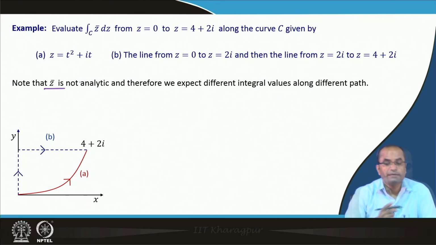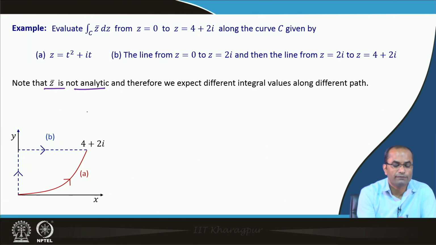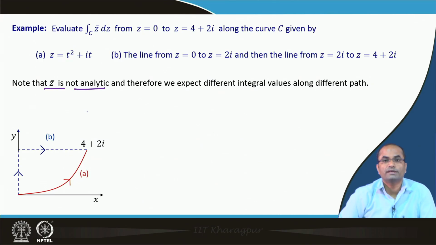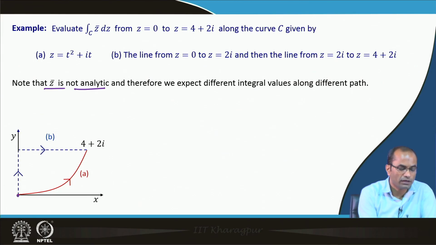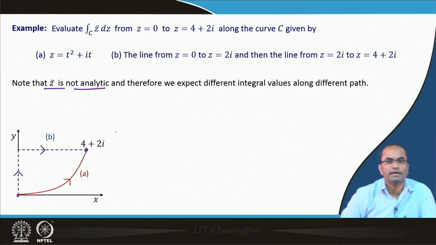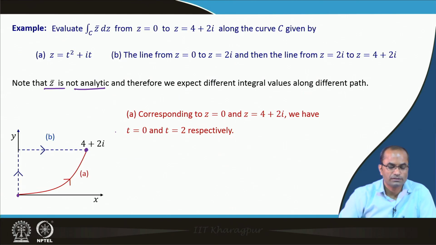Okay, so this z bar we have already observed is not analytic. So we expect different values along the different paths. It may not depend only on the beginning and the end point of the interval. So, let us just compute this.